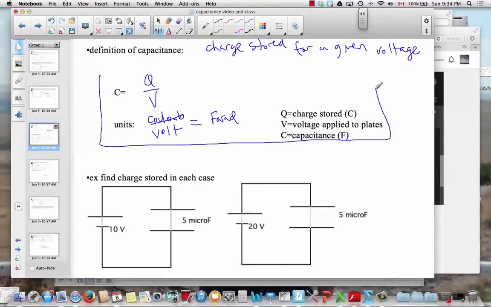So the reason it's a ratio is just that you'll store a certain amount of charge at 10 volts on a 5 microfarad capacitor. But if you increase the voltage, because there's extra stored energy here, there'll be extra repulsion, you'll actually store more charge on the same 5 microfarad capacitor. In fact, you'll store twice as much. So doubling the voltage, you'll get double the charge. So let's try and draw that in our picture here.